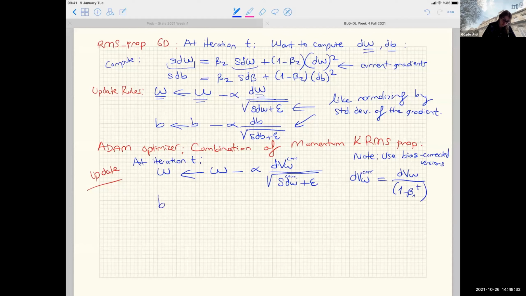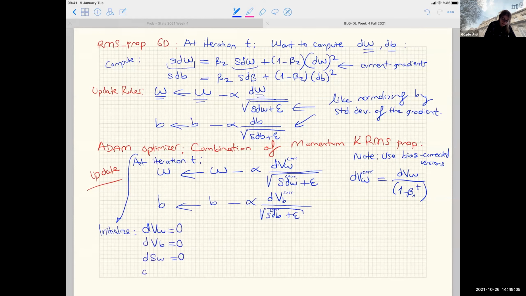And now do the same for b: b minus alpha times dVb corrected over SdB corrected plus an epsilon. Okay. So now you have to initialize some things here. I didn't write this, but I need to initialize them. These are all zero, because I'm accumulating them. The Vb is zero, the SW is zero, the Sb is zero. At each iteration, these should be set to t.